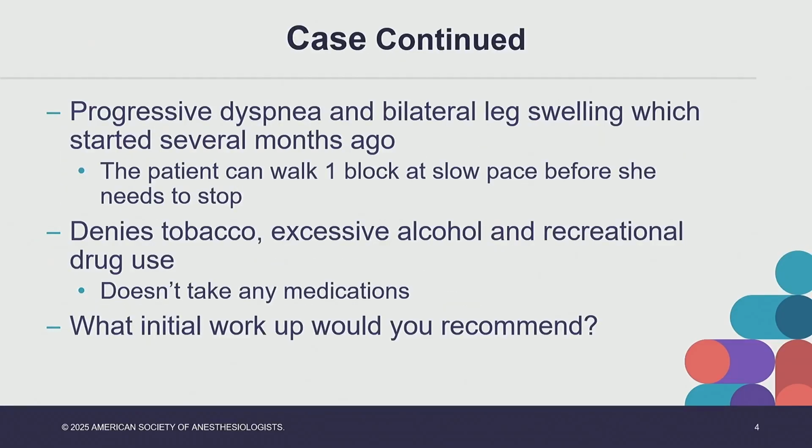Upon further questioning, she reports to you that her dyspnea got progressively worse over a few months. She can only walk now 1 block and has to stop to catch her breath. She doesn't smoke tobacco or use any tobacco products. She denies excessive alcohol, doesn't use any recreational drugs, and doesn't take any prescribed medications. So the question comes to mind: what is your initial workup, and what are your concerns for this patient?